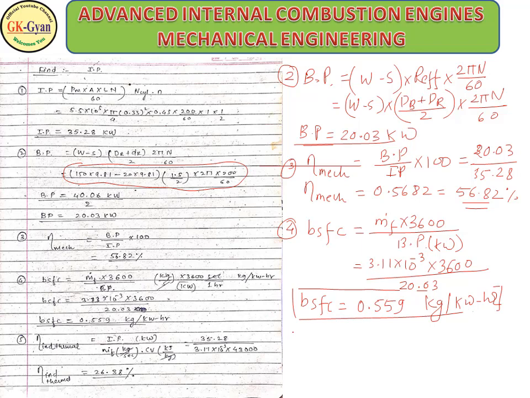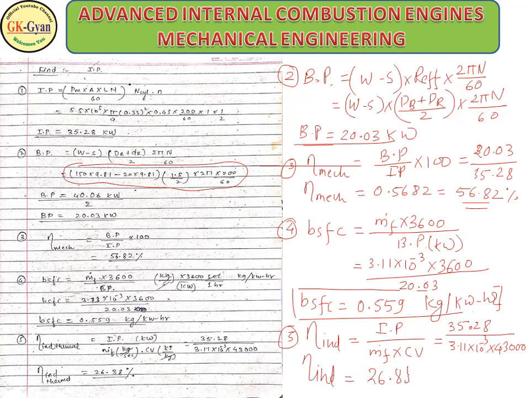The last one you have to calculate. Fifth one is the indicated thermal efficiency. So eta indicated thermal, we know, is IP upon m dot F into CV. IP is 35.28, put in kilowatt because CV is in kilojoule per kg. So m dot F is 3.11 into 10 to the power minus 3 and CV is 43 megajoule, so we have to convert it into kilojoule, so 43,000. Calculate this, we find the indicated thermal efficiency is 26.88%.